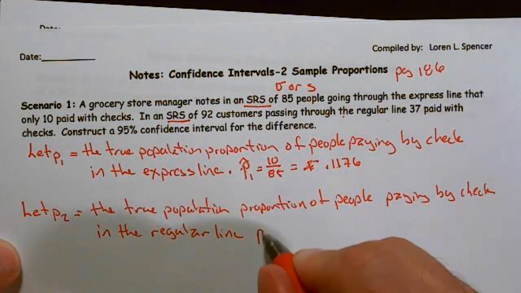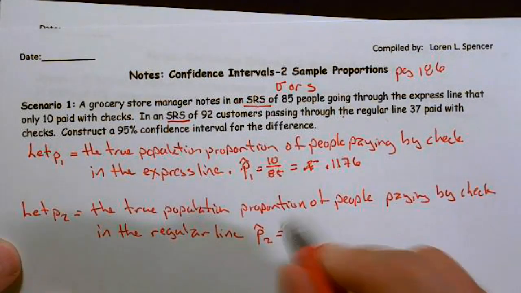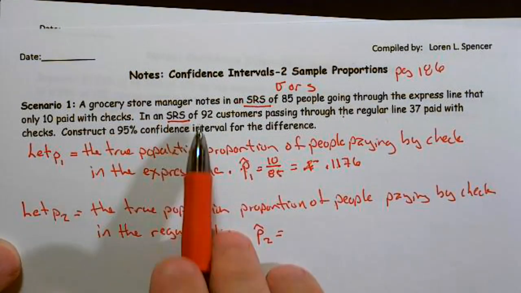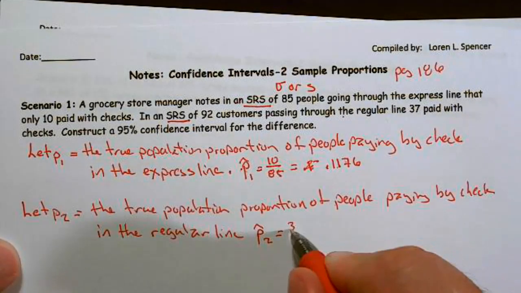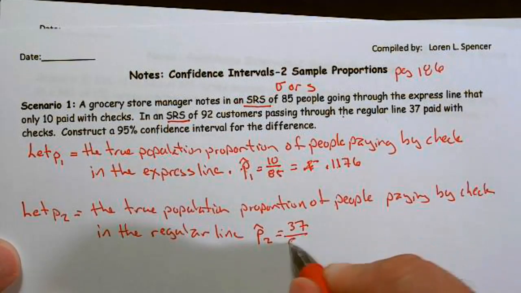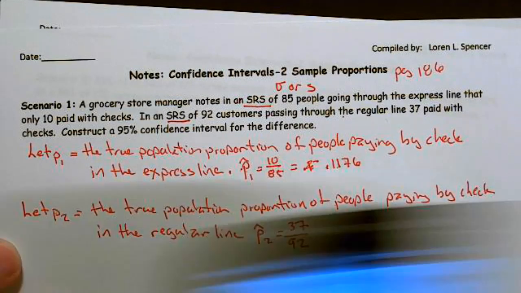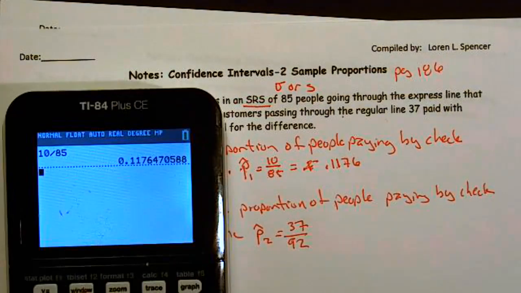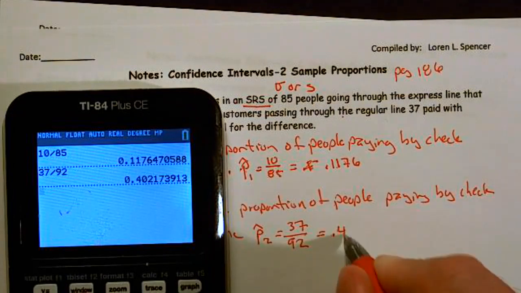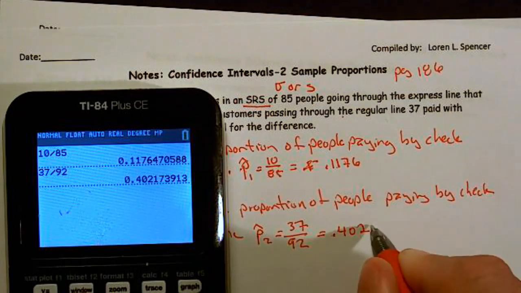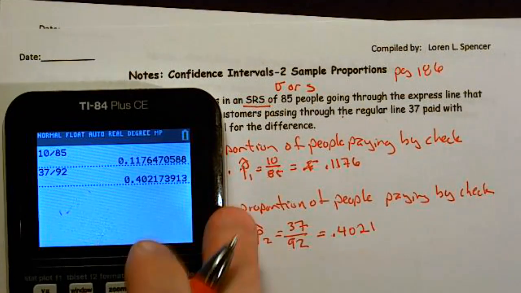Okay. So here we go. P hat 2. In this case, we have a simple random sample of 92 and 37 paid. So 37 out of 92. Now, I don't think there's that many people paying by check anymore. But it does happen. I know this is kind of an old example, but here we go. What we have to work with.